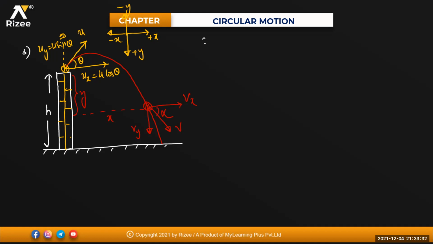Now tell me the sign conventions. Ux will be equal to obviously u cos theta. Horizontal component ax will be equal to 0. This is for your x-axis. For y-axis, uy will be equal to, can anyone tell me what is uy? Can anyone tell me what is uy?